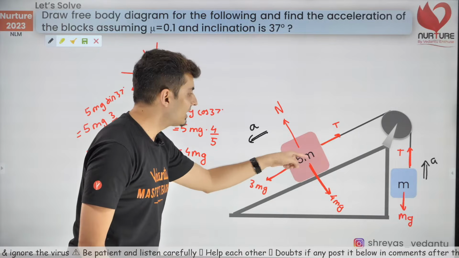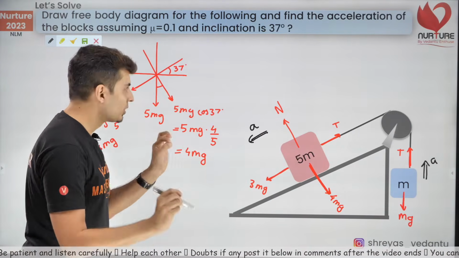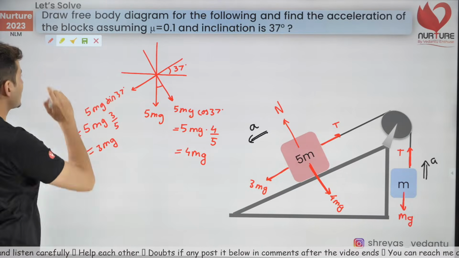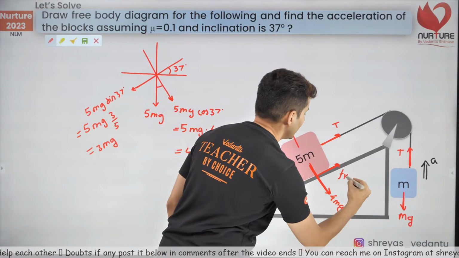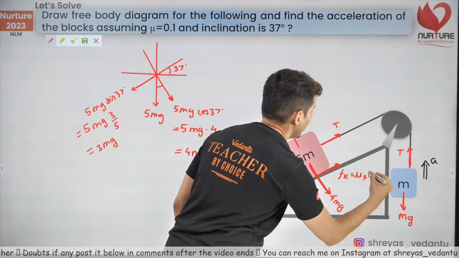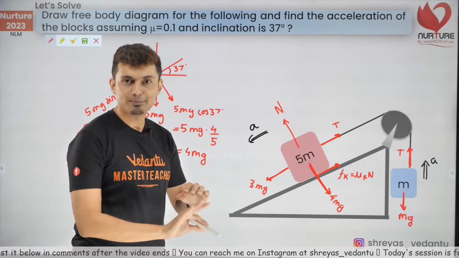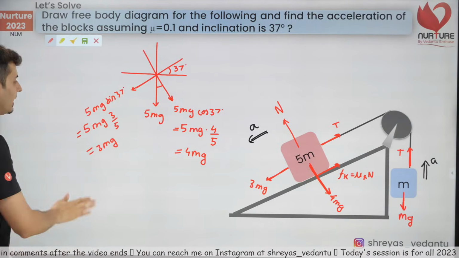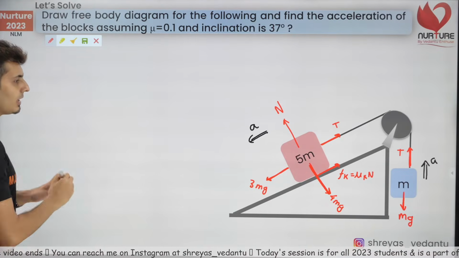Where will friction act on 5m? It will always oppose the motion. So hence, the friction which will be acting, f_k, which is mu_k into N, will be upwards because motion is downwards. Cool? Now, this much is done, so I don't need this anymore.